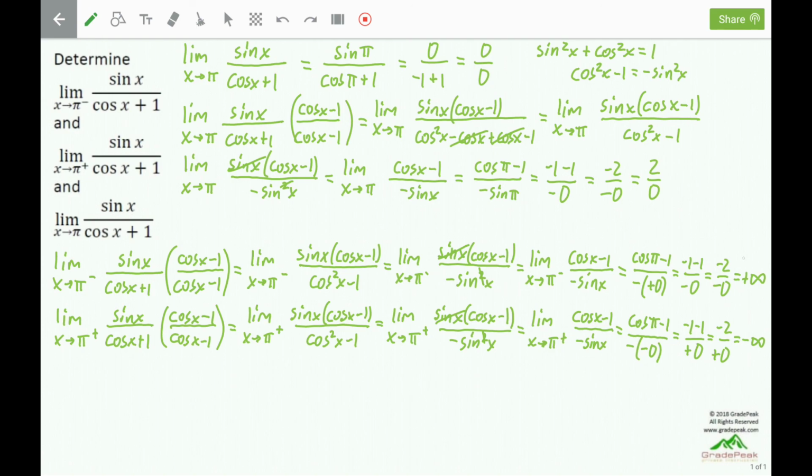The two-sided limit depends on the results of the one-sided limits. They do not match. So the two-sided limit up above here does not exist. And there's the result of the three different limits.